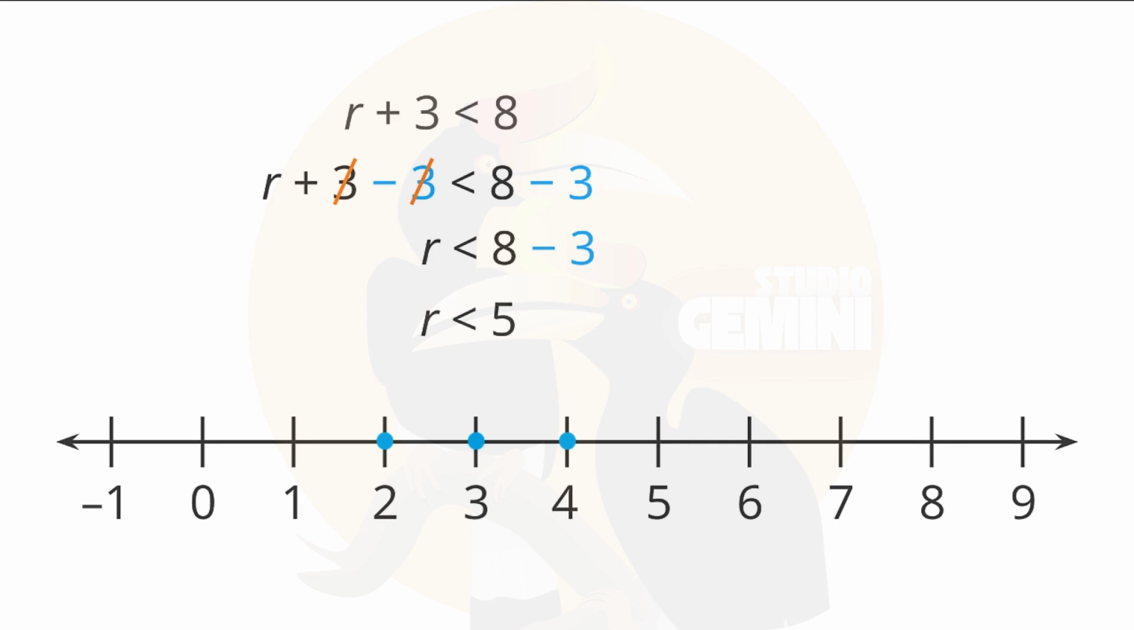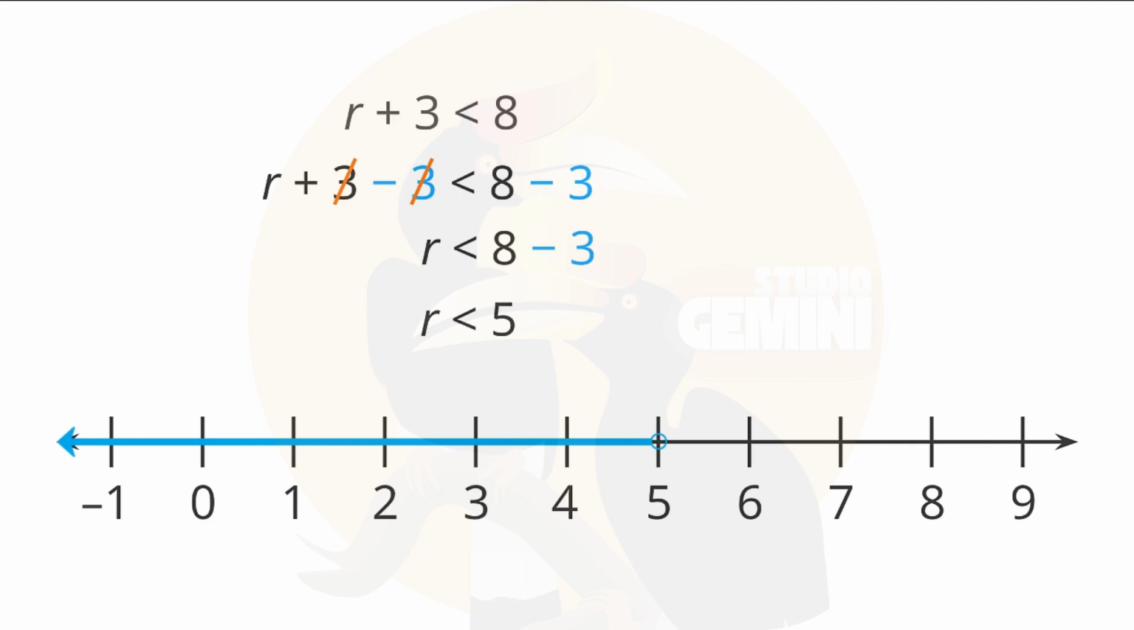So how can we show that we want numbers very close to 5 but not 5 itself? We will plot a point at 5, but we will use an open circle that isn't filled in. An open point indicates that 5 is not included in the solution set. Now we can draw a ray to the left that includes all the numbers less than 5. So here we have the graph for the solutions to the inequality r plus 3 is less than 8. Any value that we choose on the ray makes the inequality true.